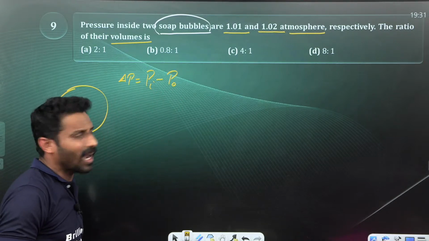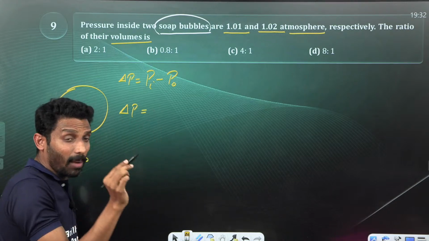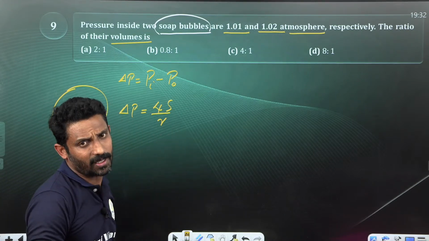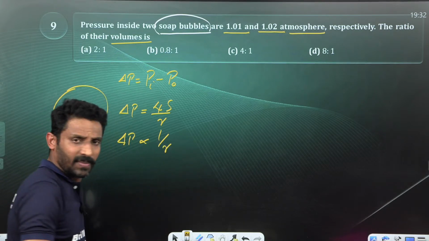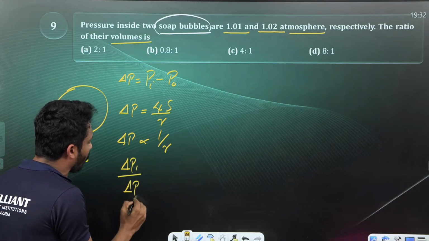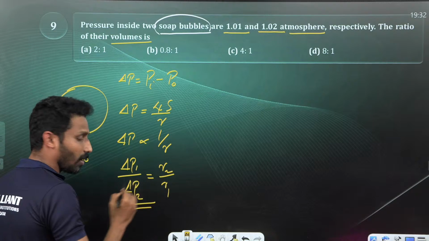This is the idea of excess pressure. The equation of excess pressure in the case of a bubble is 4S by R, where S is the surface tension. We understand this excess pressure is directly proportional to 1 by R. Clear? Now we understand this excess pressure ratio delta P1 by delta P2 is R2 divided by R1.